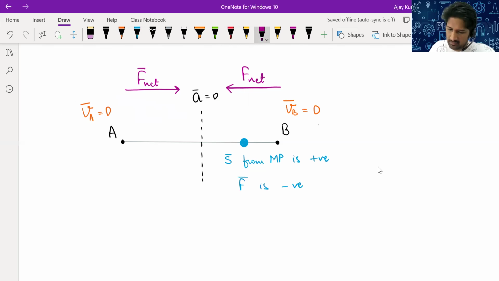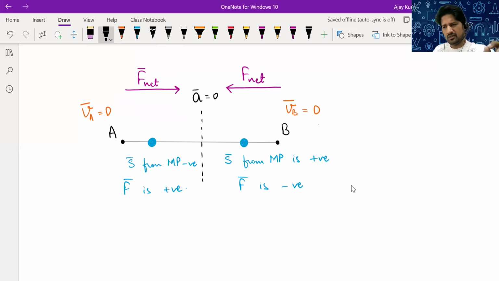And you can also consider something like this. If the displacement from the mean position is negative, meaning the object is on the left side of the mean position, then the restoring force will be positive. So basically, in simple harmonic motion or in a naturally oscillating system, the restoring force will have a direction opposite to the direction of displacement from the mean position.